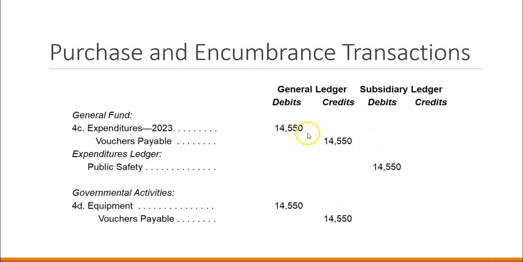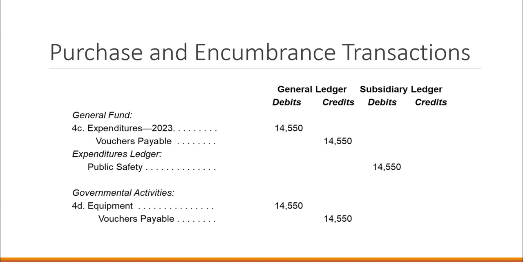So you can see that the encumbrance was for $15,000, but the voucher when we receive it is for $14,550. So it was a piece of equipment that we had encumbered for. We have our general fund and subsidiary ledger, and then we have what goes into the government activities ledger about things that the police station did.